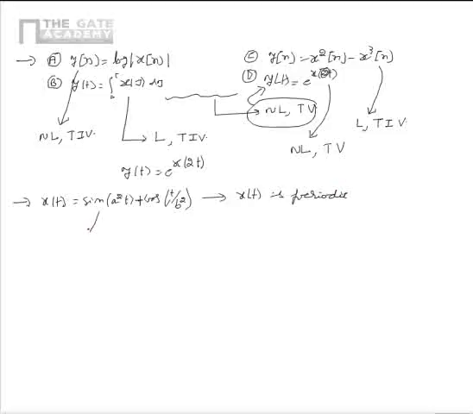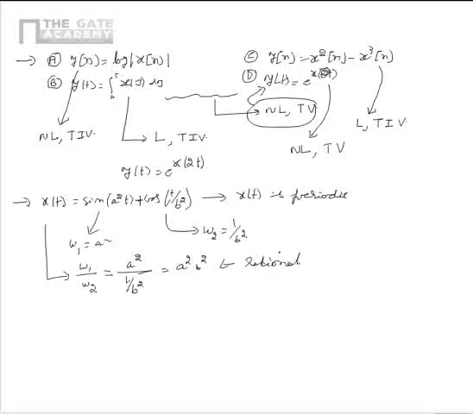We know that the signal sine of a square t is at an angular frequency of omega 1 is equal to a square, and the signal cos of t by b square is at an angular frequency of 1 by b square. We know that the individual signals are periodic. So for the signal x of t to be periodic, omega 1 by omega 2 should be rational. That is, a square divided by 1 by b square should be rational. That implies a square b square should be rational. So for the given signal to be periodic, a square b square should be rational.